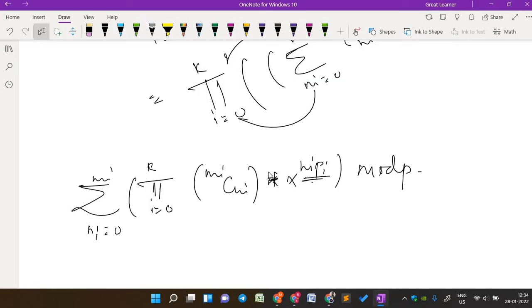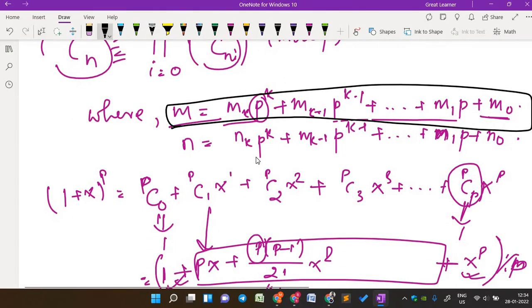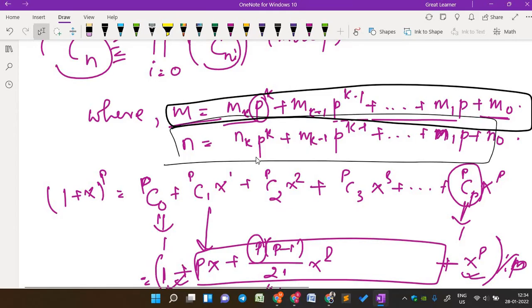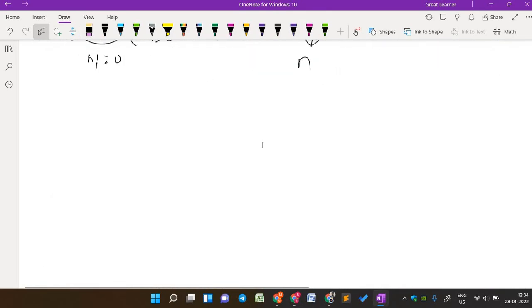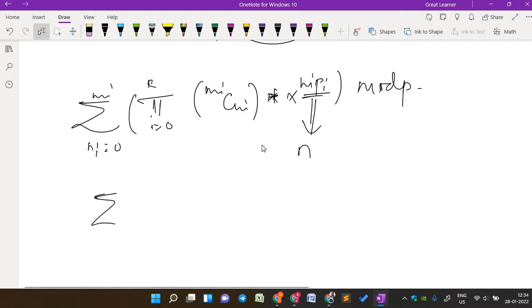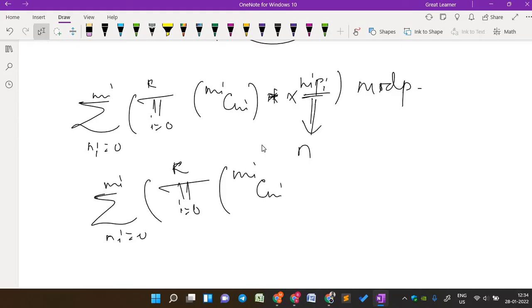So what do you get for ni pi? We defined it there, right? ni pi is equal to n. So you will get summation of ni equal to 0 to mi, product from 0 to k, mi C ni, x raised to n mod p, right?